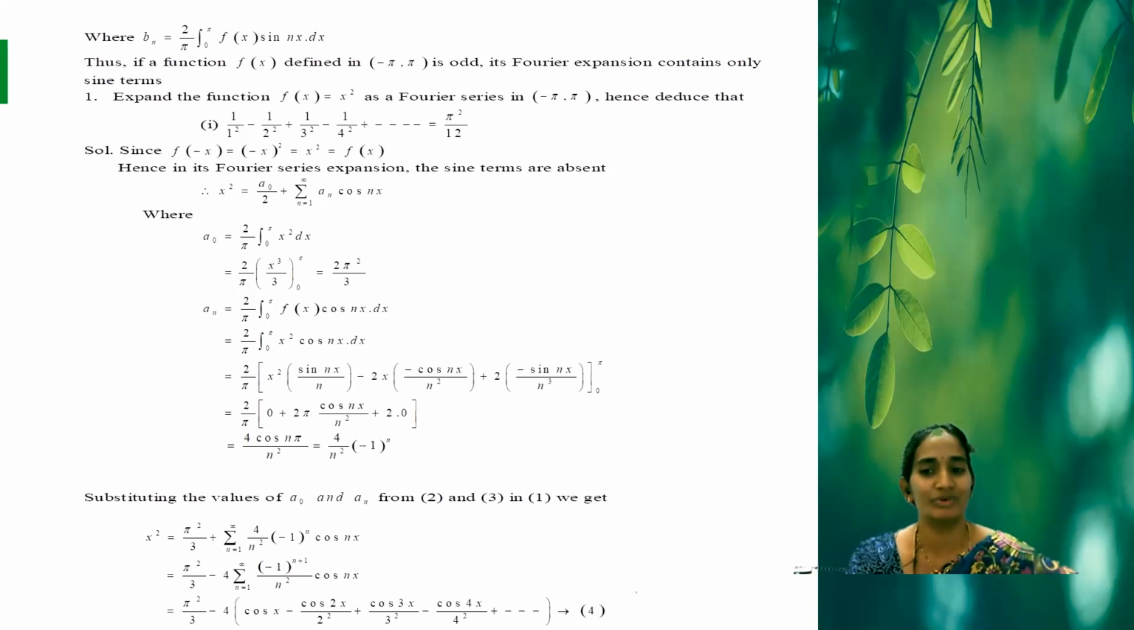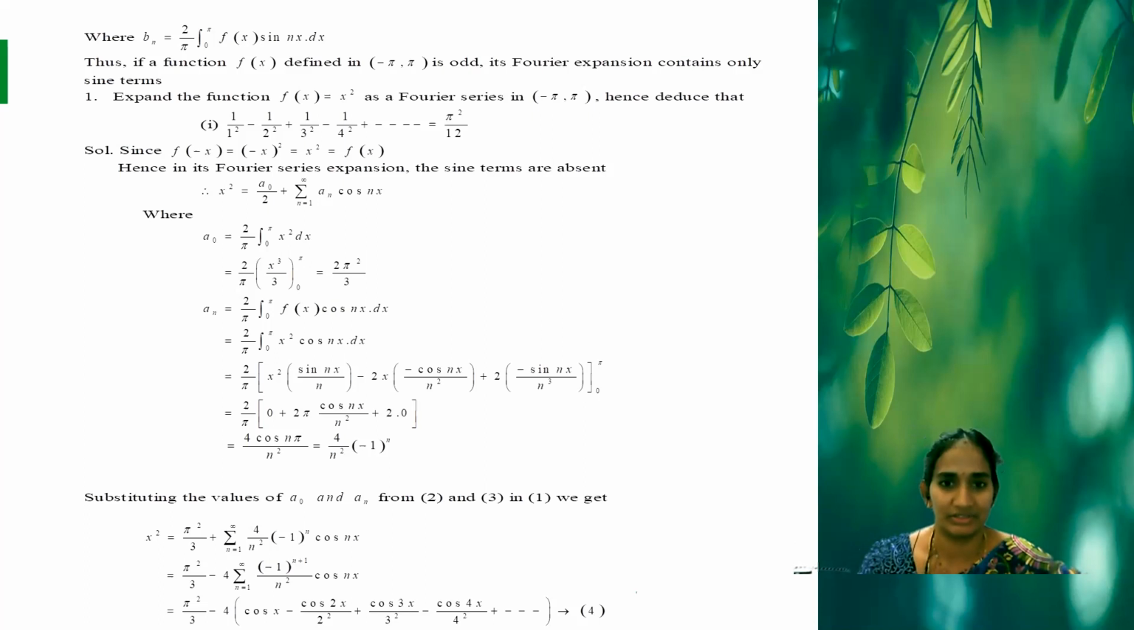So what is the Fourier expansion of an even function? f of x equal to a naught by 2 plus summation n equal to 1 to infinity an cos nx. Here we find only a naught and an. Suppose it is an odd function, the Fourier expansion is f of x equal to summation n equal to 1 to infinity bn sin nx. Only the bn value we find. It's enough.